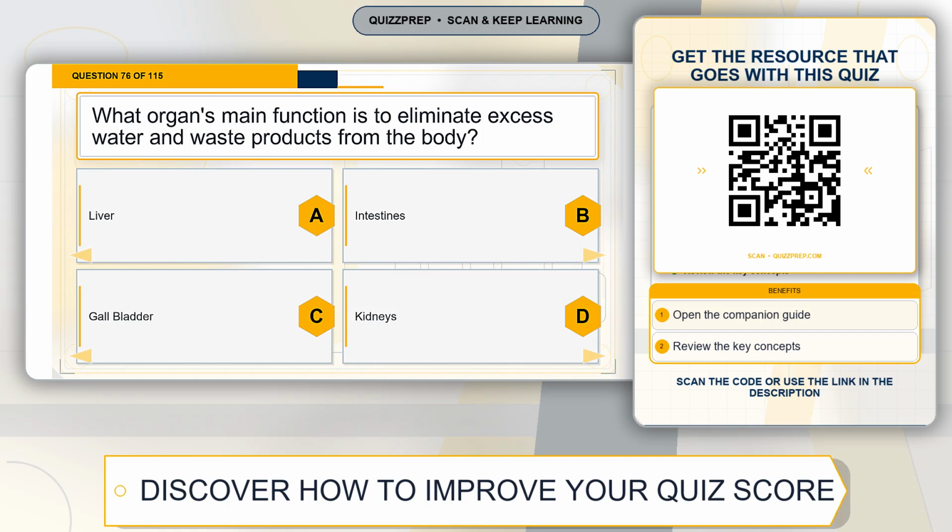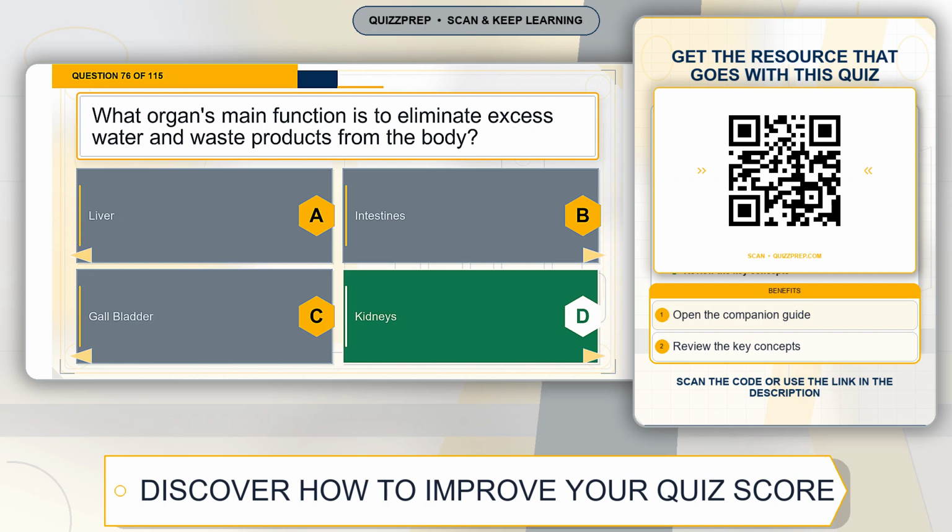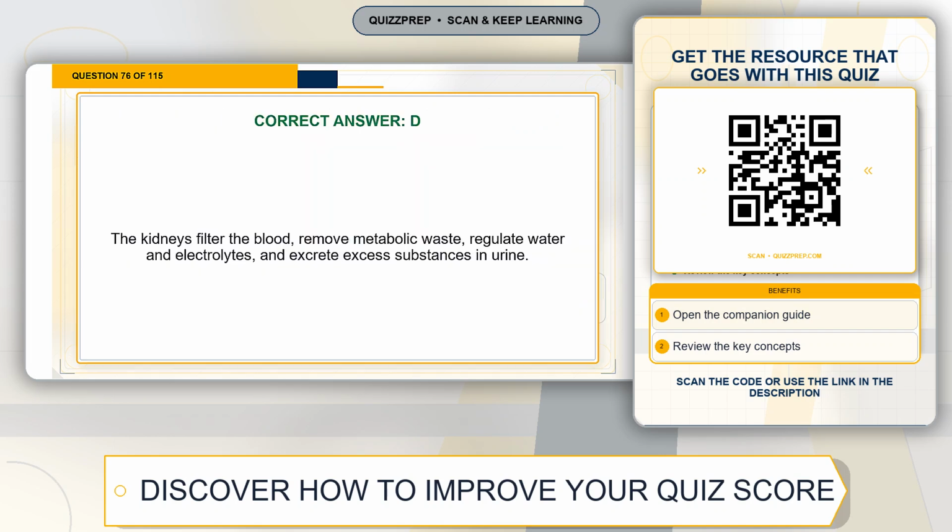Question 76. What organ's main function is to eliminate excess water and waste products from the body? Option A, liver. Option B, intestines. Option C, gallbladder. Option D, kidneys. The correct answer is option D, kidneys. Explanation. The kidneys filter the blood, remove metabolic waste, regulate water and electrolytes, and excrete excess substances in urine.